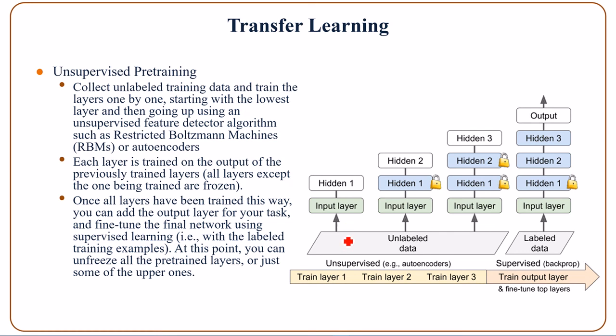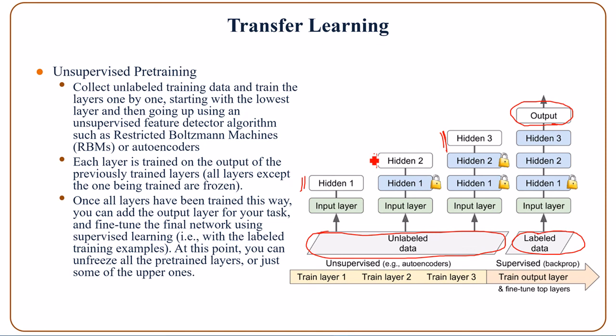In the example, you can see that we start with unlabeled data and we train the first hidden layer. Then we use the output of the first hidden layer to train the second hidden layer. And then again we use the output of the second hidden layer to train the third hidden layer. Once you're done with all the hidden layers, you put the output layer on top of your structure and now fine-tune the network using the labeled data.